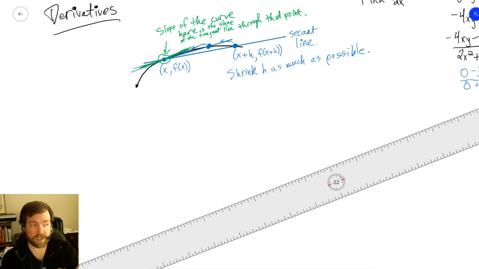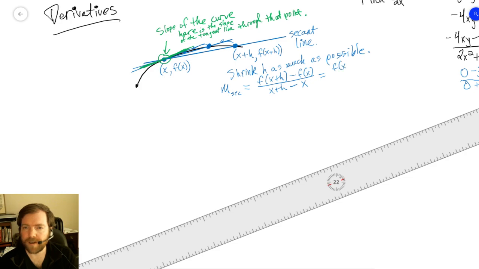And since we're looking for the slope of this thing, the slope of the secant line is going to be given by just the same thing, y2 minus y1 divided by x2 minus x1 that we've been doing since Algebra 1. So in this particular case, y2 is going to be f of x plus h, y1 is going to be f at x, divided by x2, which is x plus h, minus x1, which is x. Okay, this simplifies a little bit, not much, but f at x plus h minus f at x, all divided by h.